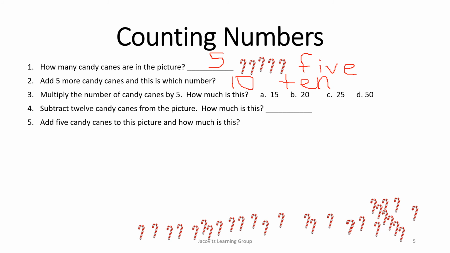Now, if you want to be really adventurous, multiply the number of candy canes by 5. So that would be 10 by 5, which would be 50. And you're multiplying the current number and not the old number, so your answer here is D. Subtract 12 candy canes from this picture. How much is this? So now you have to count all these at the bottom.